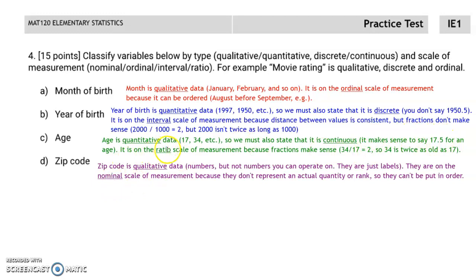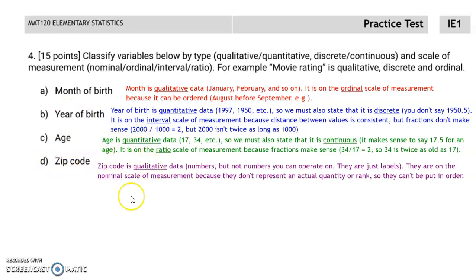It's also on the ratio scale because fractions make sense. Like if I did 34 divided by 17, I'd get 2. A 34-year-old is twice as old as a 17-year-old. So that's why we use the ratio scale of measurement. Ratio scale also refers to the fact that absolute 0 matters. Like for example, with age, there is an absolute 0: when you're 0 years of age, you just got born. But you can't go below that. You can't reach an age that is less than 0.